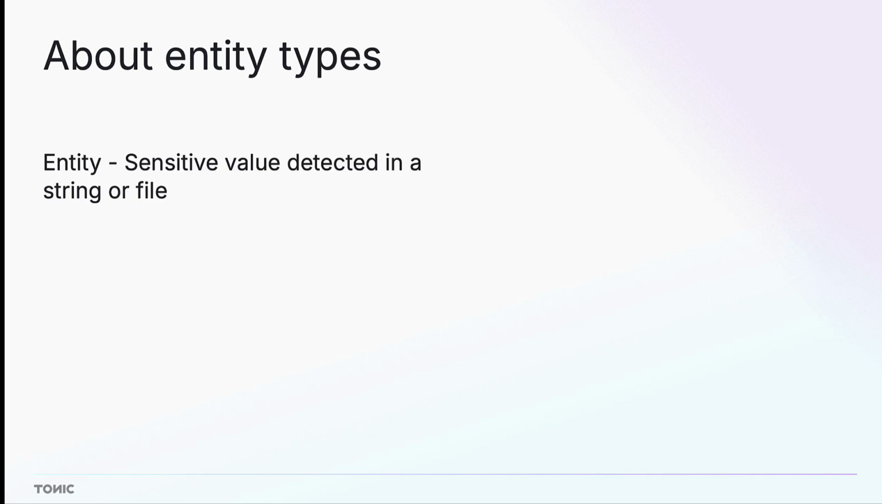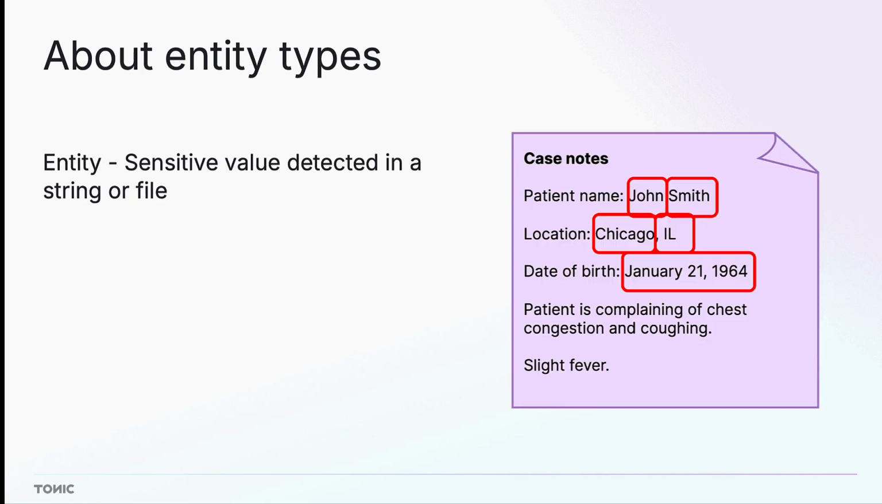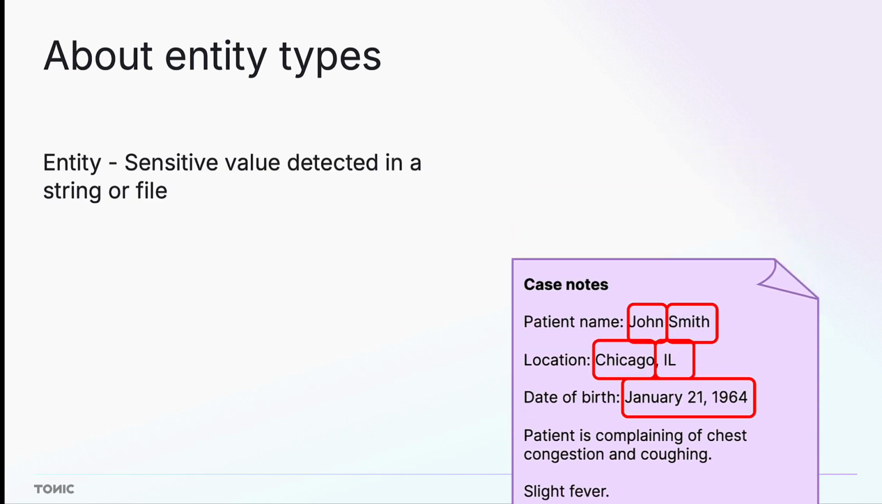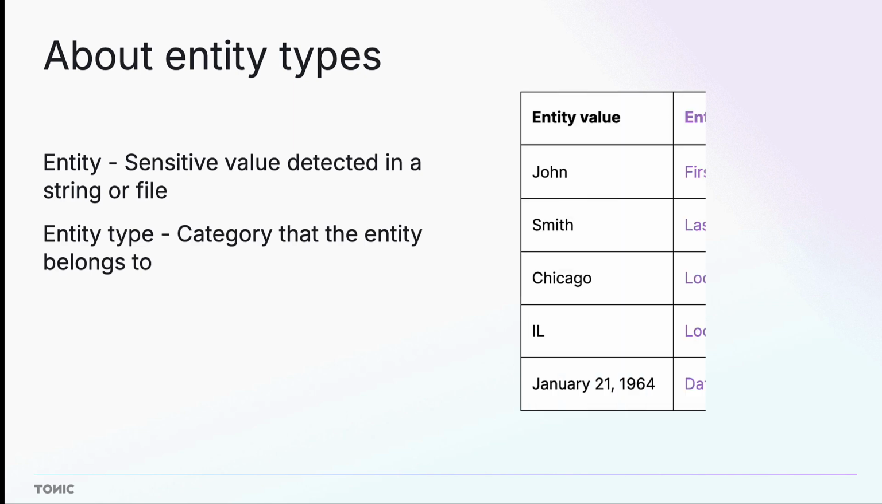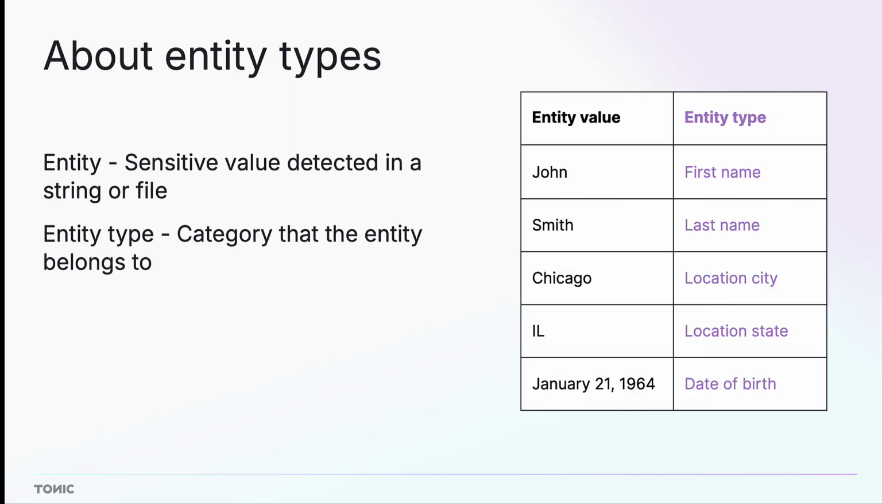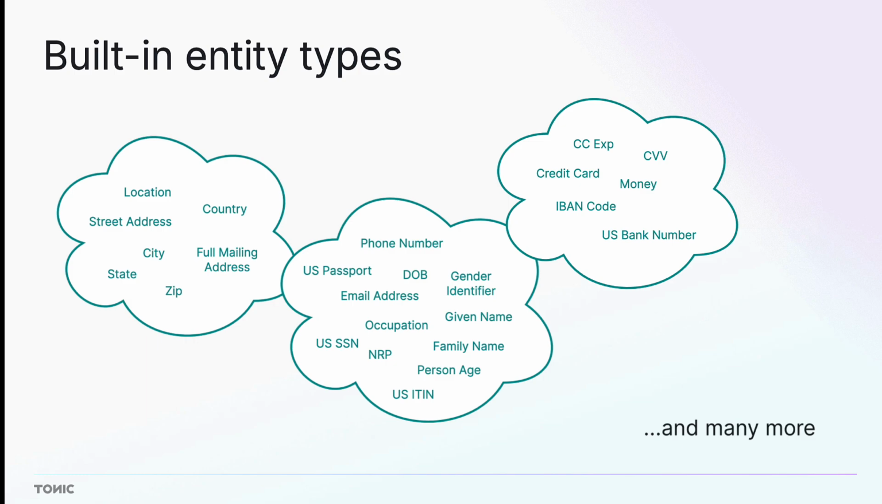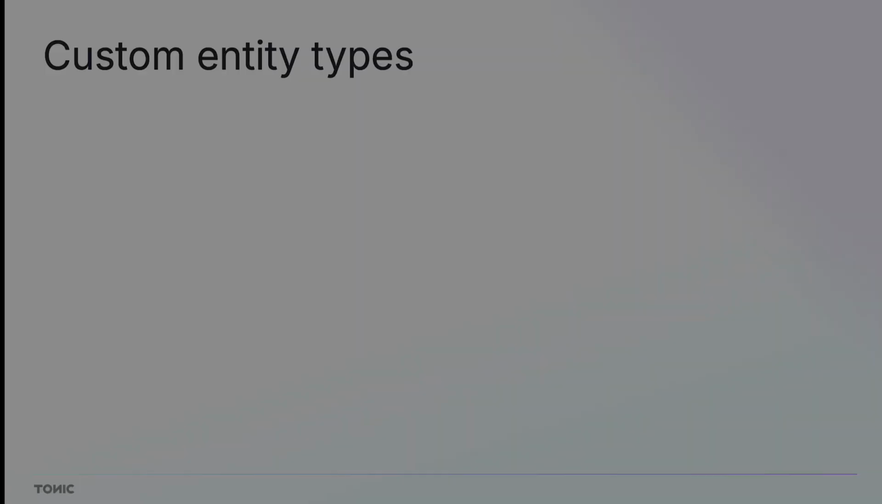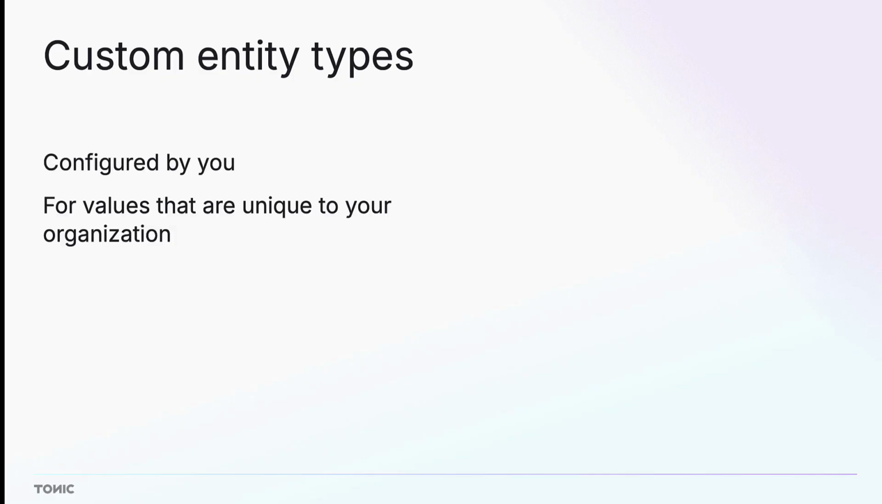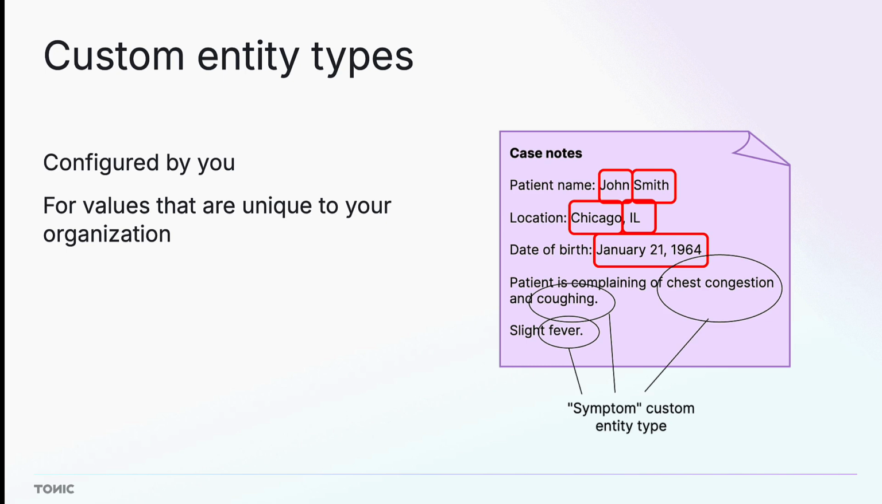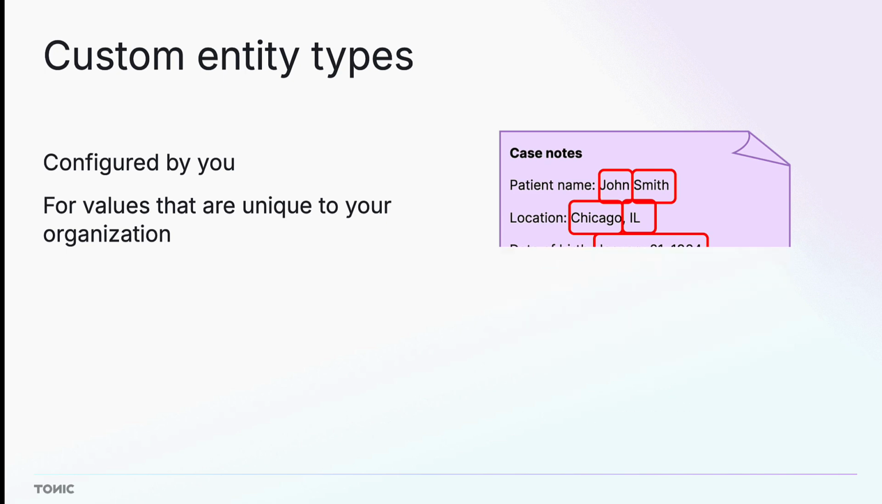When Textual scans a string or file, it looks for potentially sensitive values called entities. An entity type defines the category that an entity value belongs to, such as a given name or an address zip code. Textual automatically detects a set of built-in entity types. You can also configure custom entity types to enable Textual to detect values that are specific to your industry or organization.